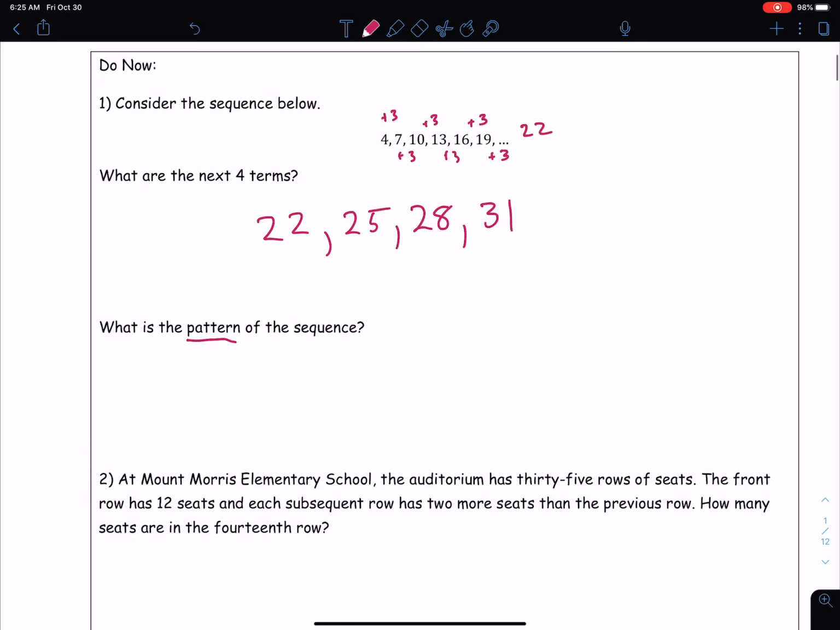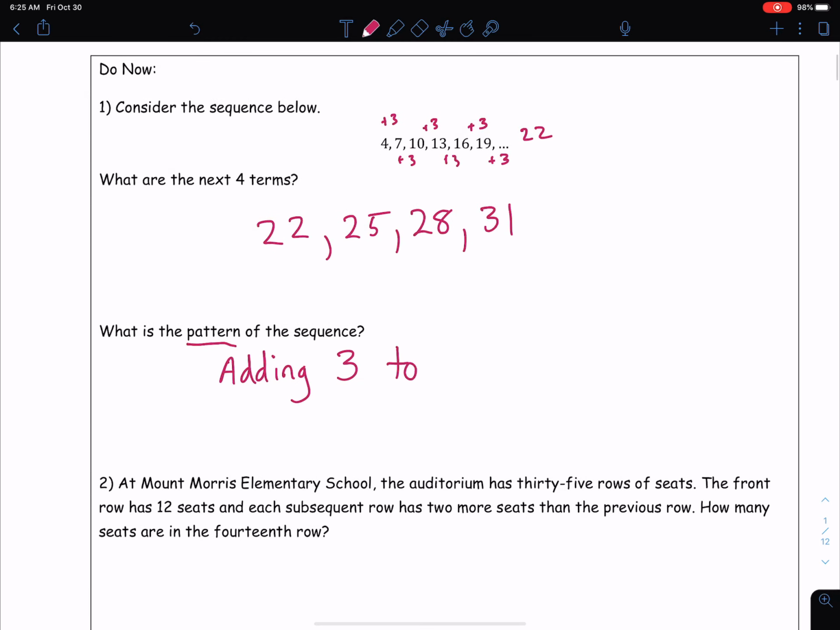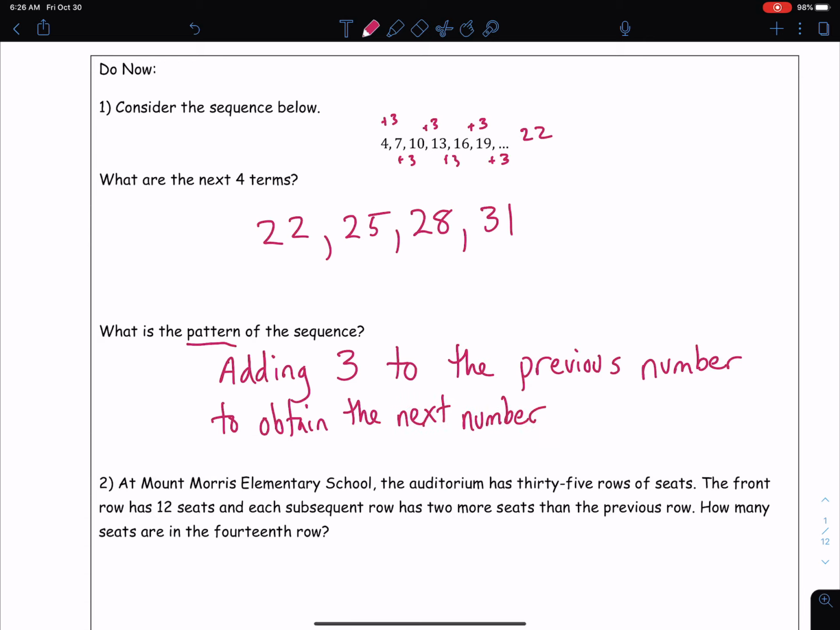And what is the pattern to the sequence? Well, we're adding 3. And we're adding 3 to what? This is important because we're going to be talking about the previous term a lot for sequences. So we're adding 3 to the previous number or term. And we're adding 3 to the previous number to obtain the next number. That's just a basic sequence right there.